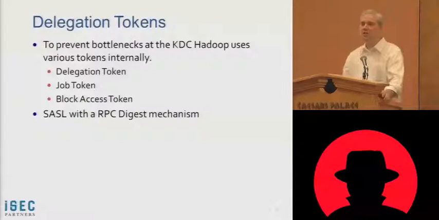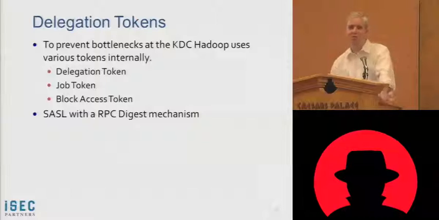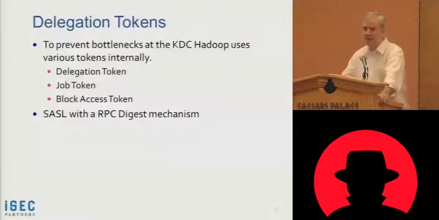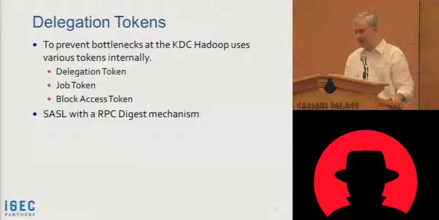So it wasn't feasible to meet their performance requirements to use Kerberos completely. Internal to the cluster between name nodes and data nodes and the job tracker, they use various tokens, right? They don't want the KDC to become a bottleneck. So each of these tokens is extremely similar in structure and relies on HMAC SHA-1.